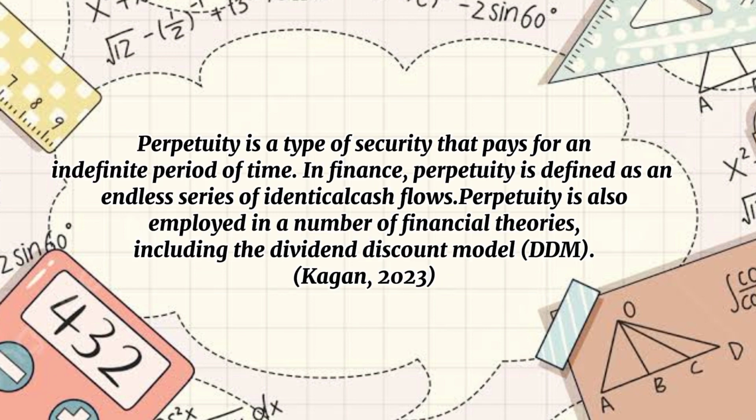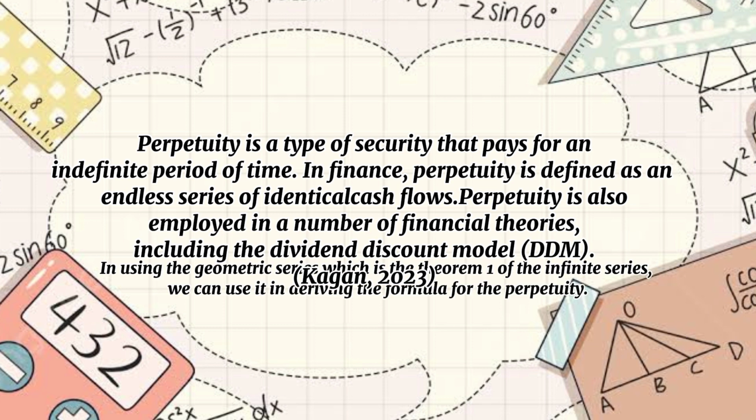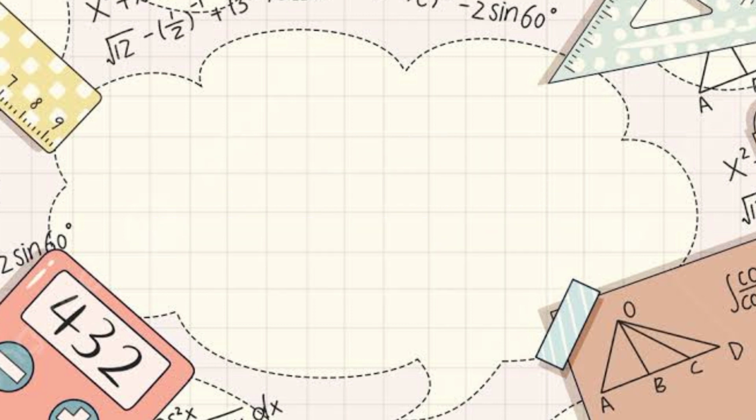Perpetuity is a type of security that pays for an indefinite period of time. In finance, perpetuity is defined as an endless series of identical cash flows. Perpetuity is also employed in a number of financial theories, including the dividend discount model, or DDM. In using the geometric series, which is the theorem 1 of the infinite series, we can use it in deriving the formula for the perpetuity.